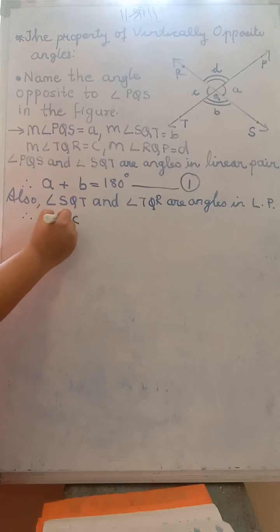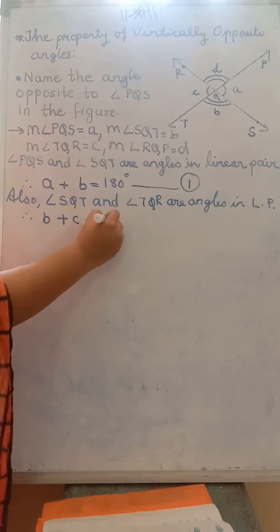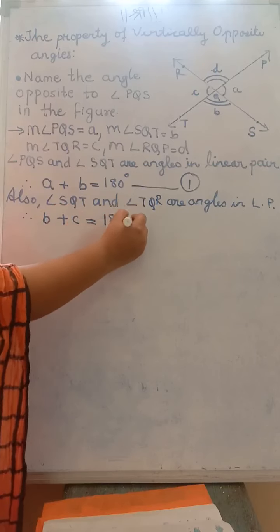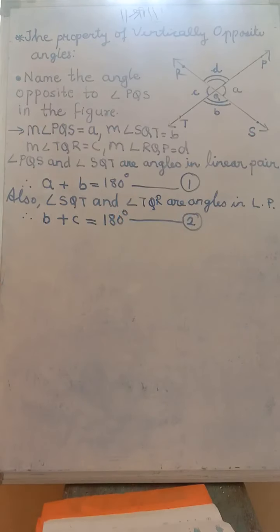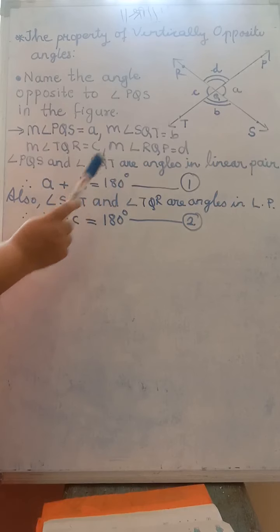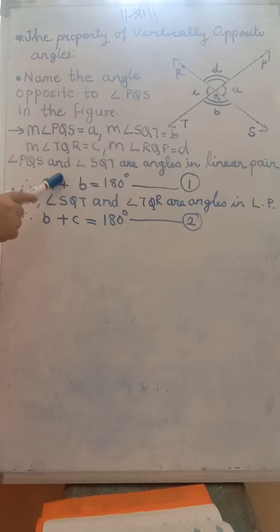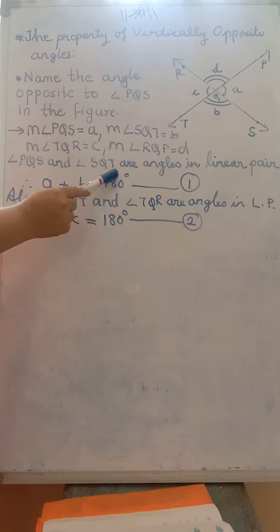C. As they are linear pairs, we can add them, and what will be its measurement? Equals to 180 degrees. So, we can name this as 2. Now, look at equation 1 and look at equation 2. Yes. A plus B is equal to 180 degrees and B plus C is also equal to 180 degrees. Means both of them are equal to 180.